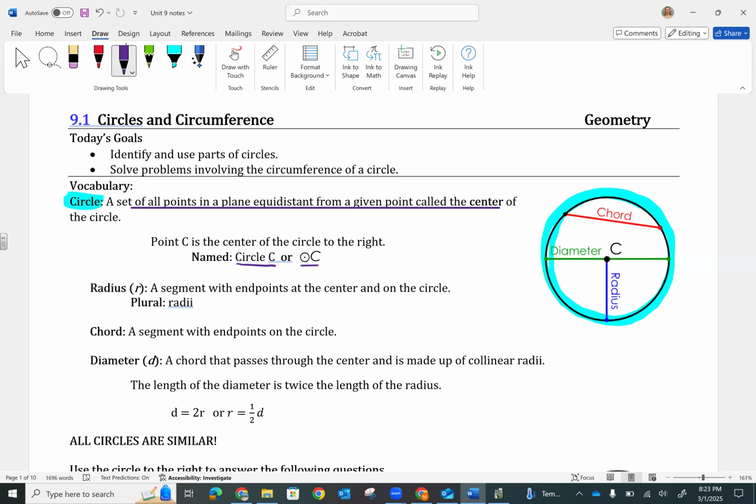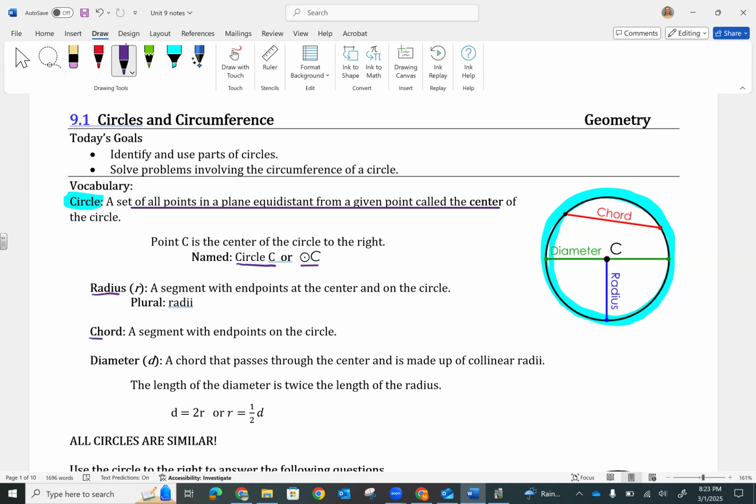So you can call it circle C, or you can call it the shape circle C. Just like you can do segment AB with a segment symbol over it, or use the word segment in front of AB, there are two ways to name a circle. The radius starts at the center and goes to one of the points on the circle. The plural is called radii.